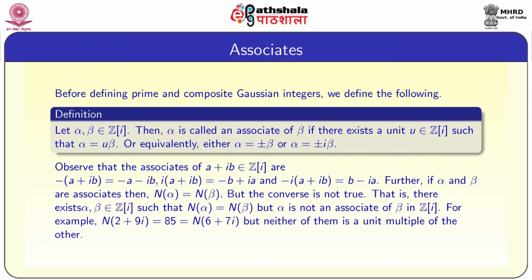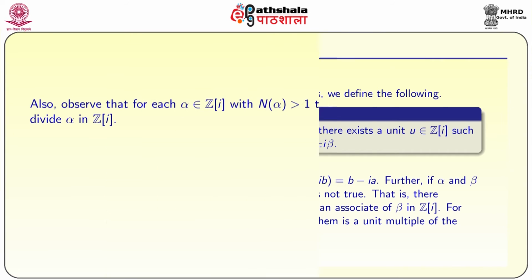One can check that easily, that is, there exists beta belonging to Z[i] such that the norm of alpha equals the norm of beta, but alpha is not an associate of beta. For example, the norm of 2 plus 9i is equal to 85, that is also equal to the norm of 6 plus 7i, but neither of them is a unit multiple of the other. So, though the norms are equal, they are not associates.